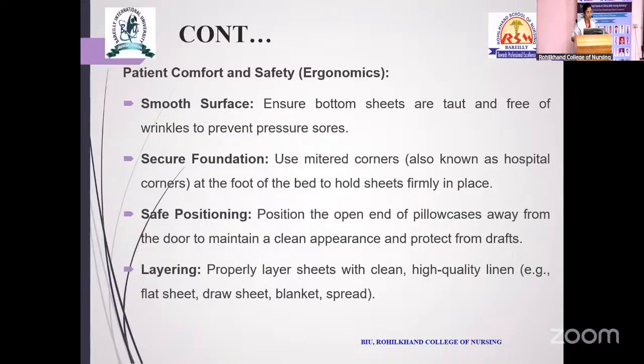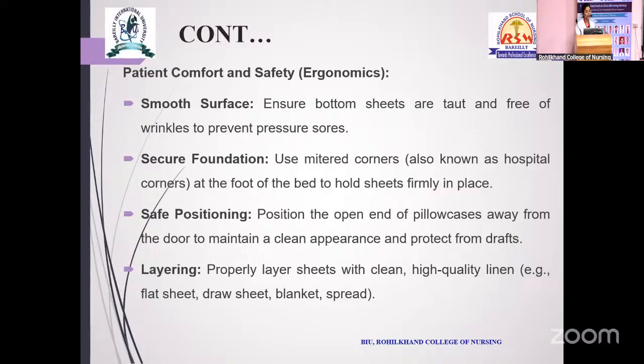Next principle is patient comfort and safety. In this, we always provide a smooth surface, ensuring our bottom sheet is taut and free of wrinkles to prevent pressure sores. Next is secure foundation. We always use mitred corners, also known as hospital corners, at the foot of the bed to hold the sheet firmly in place.